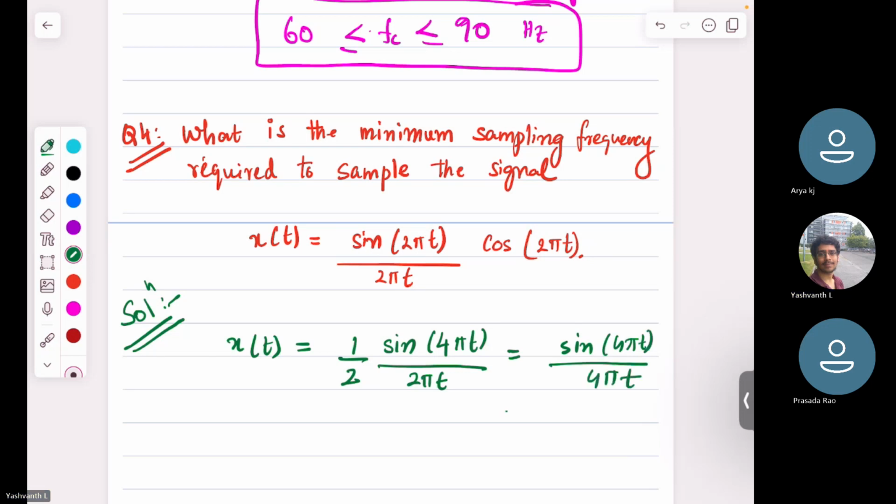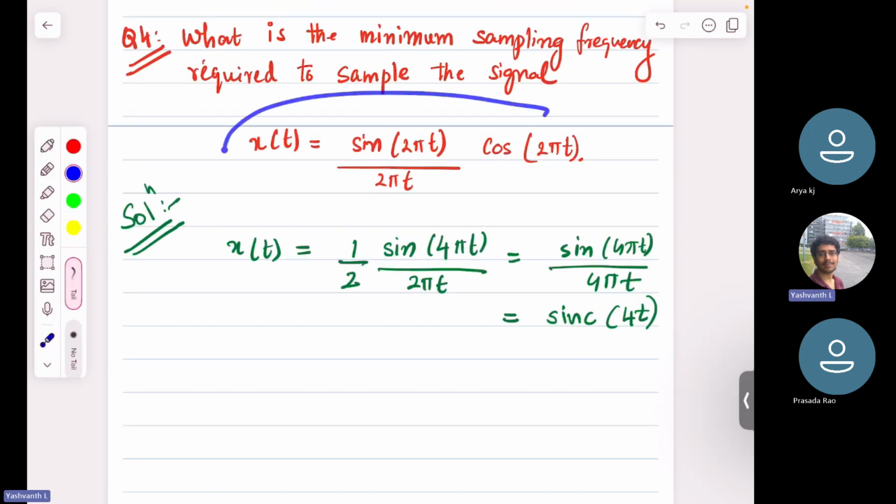What is this? It's not 1, because I'm not applying any limits here. It is for an arbitrary t. It is just sinc of 4t. So basically, this x of t is nothing but sinc of 4t.